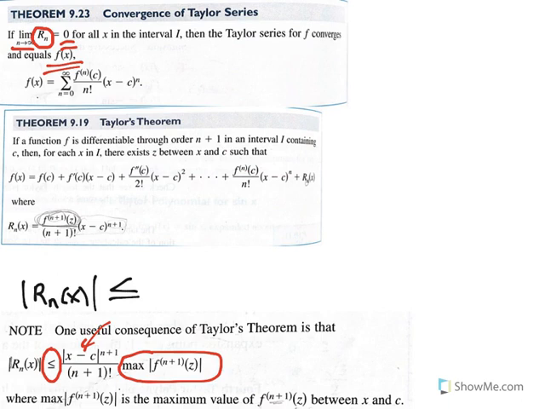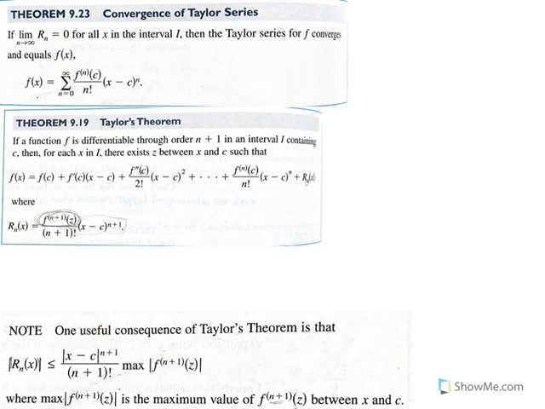So that's what we have here. So again, we have to look at r sub n of x, and we have to show that the limit of r sub n as n goes to infinity is equal to 0. And to help us do that, we're going to use what we learned in section 9.7, along with the squeeze theorem for finding limits.